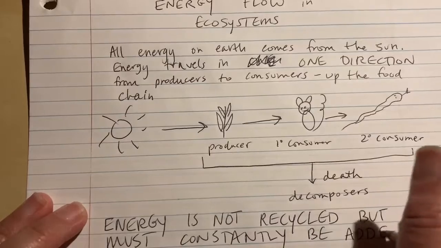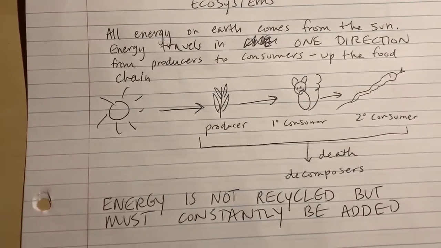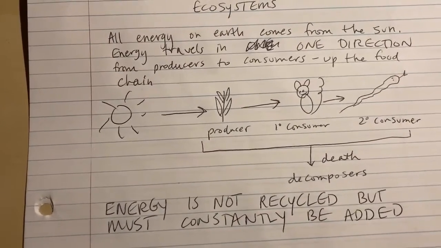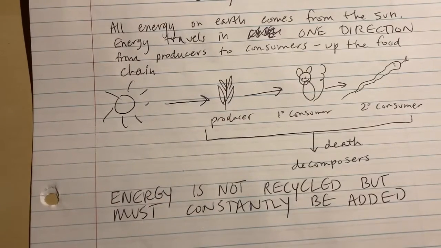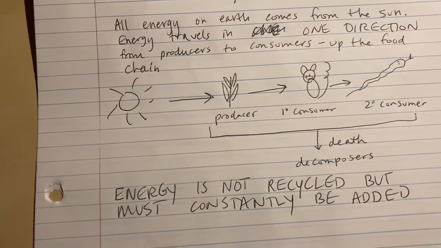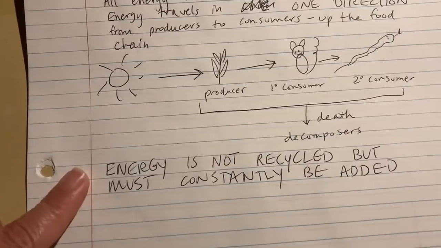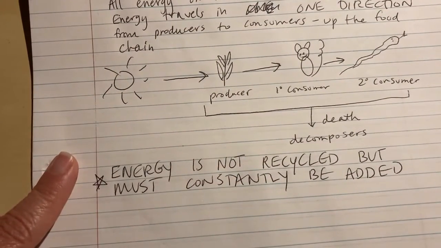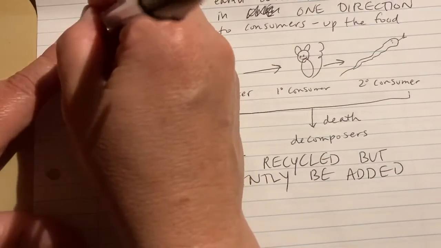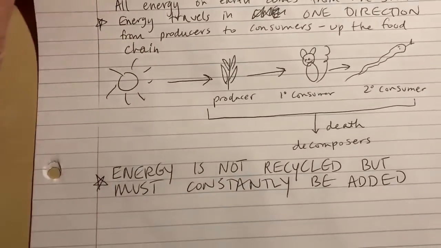So luckily for us, the sun shines on us every day, right? And so if the sun were to stop shining, then all of the Earth systems and the ecosystems on Earth would have to stop because we would not have energy to continue any longer. Okay, so big one, energy is not recycled but must constantly be added. Energy flows in one direction. Those are two major key ideas that we want to remember.